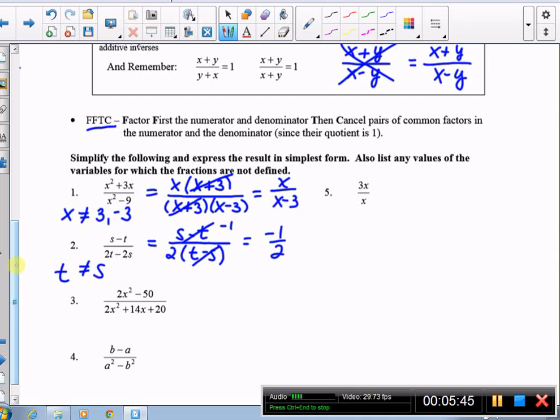Number 3, factor the GCF, and then factor that numerator further using a difference of two perfect squares.